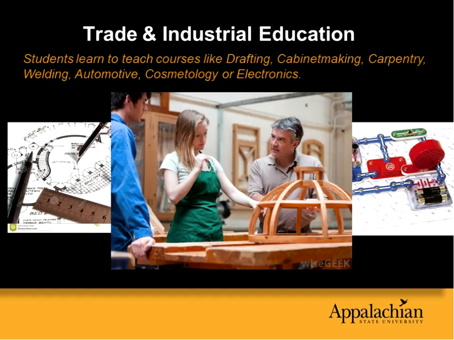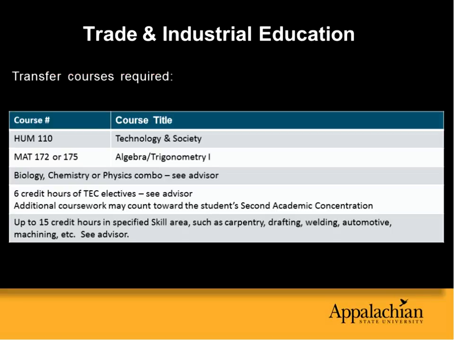However, the big difference for this trade and industrial education program is that it is a focus just in one of these areas and not as broad as what you would see with the technology, engineering, and design education option. You'll see on the next slide that the coursework is a lot different than what was laid out through the technology, engineering, and design education option. We call that TED for short because it's a little bit of a mouthful, so if you hear me say TED, that's actually technology, engineering, and design education. But the big things that come into play with T&I are the fact that they have that tech and society course, typically your humanities 110. They also have the algebra requirement, and then once again that science combo either in biology, chemistry, or physics.